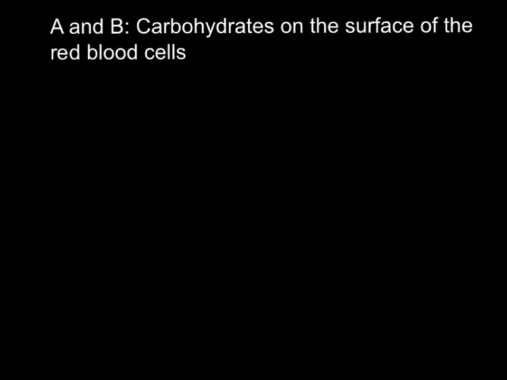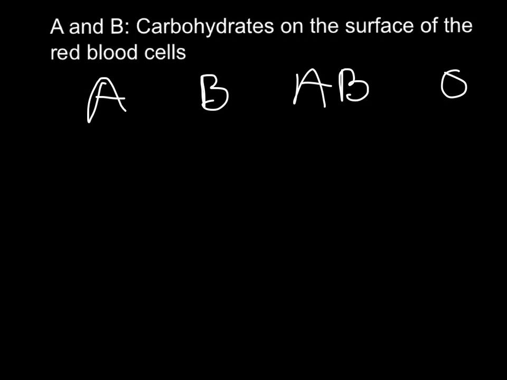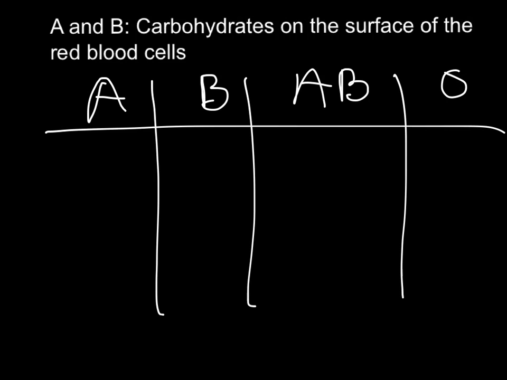So this is what I was talking about before. What it means when you have A or B or little i, it refers to the carbohydrates on the surface of the red blood cells. So, alright, for type A, a person with type A has carbohydrate A on the surface of their red blood cells.